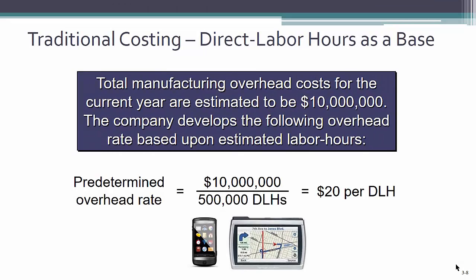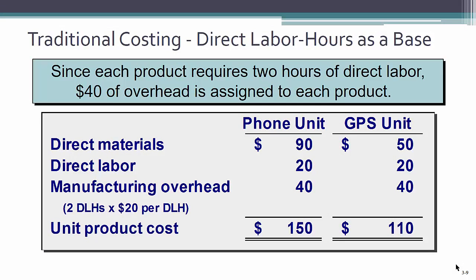Recall that Comco previously estimated it would use 500,000 direct labor hours to make its products. Total manufacturing overhead costs for the current year are estimated to be $10 million. So using a traditional predetermined overhead rate based on direct labor hours, we divide $10 million of estimated overhead by 500,000 estimated direct labor hours to yield a predetermined overhead rate of $20 per direct labor hour. This is what you'd consider to be a plant-wide overhead rate. Since each product requires 2 hours of direct labor, $40 of overhead is assigned to each product.